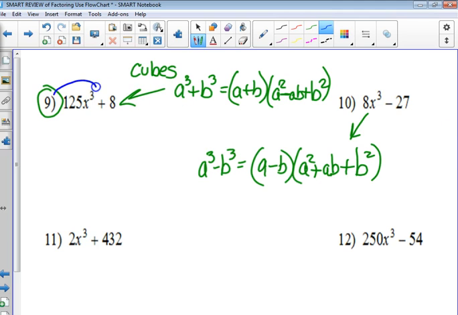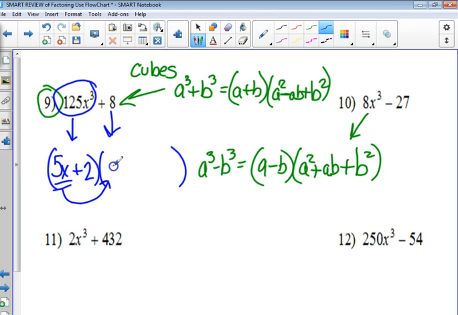So what is the cube root of this? 5 and an x, right? The cube root of this? 2. Okay. Once you've done that, I suggest you don't look back at the original problem. To finish the second parenthesis, you square this. What's 5x times 5x? 25x squared. At the back goes 2 squared, which is 4. In the middle goes one of these times one of these, which would be 10x. All right, then if this was a plus, this is a minus, and the last one is always a plus.